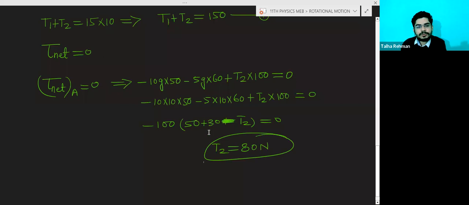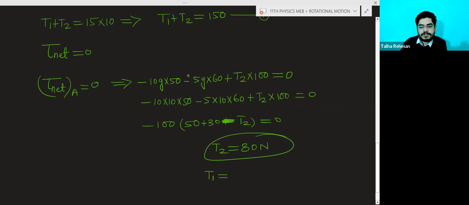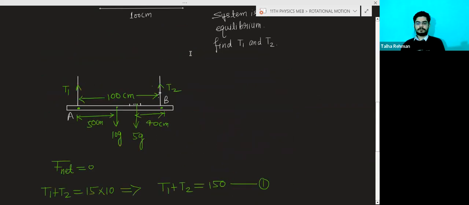Now if you have T2, from equation 1 you can find T1. T1 will be 150 minus T2 from equation 1. So 150 minus 80 will be 70 Newton. Got it?